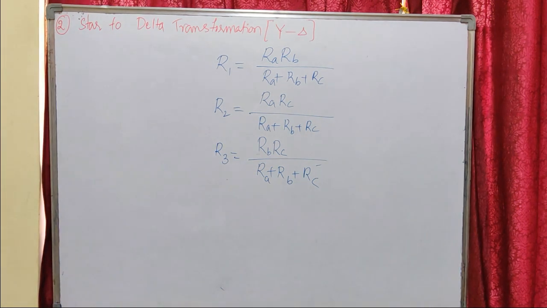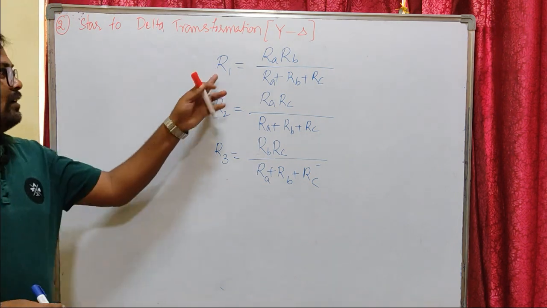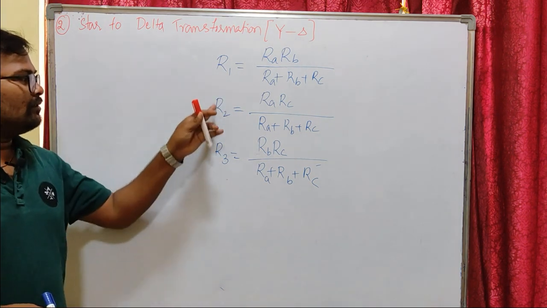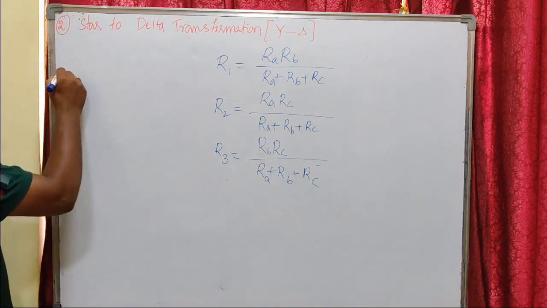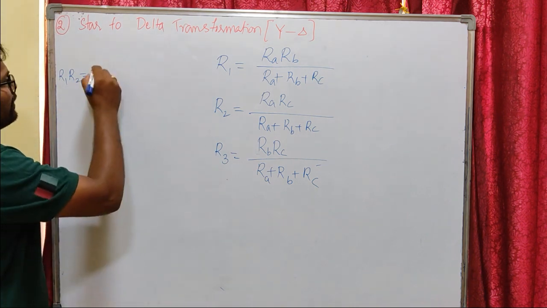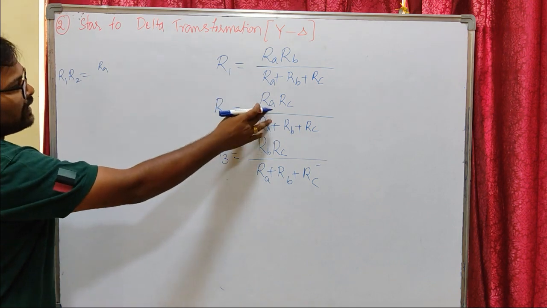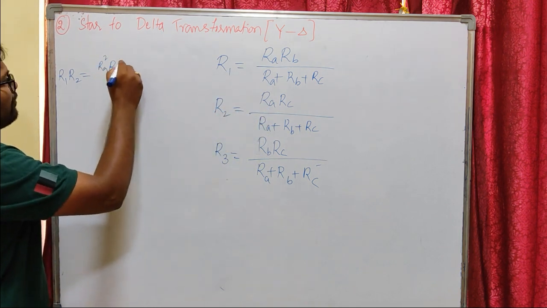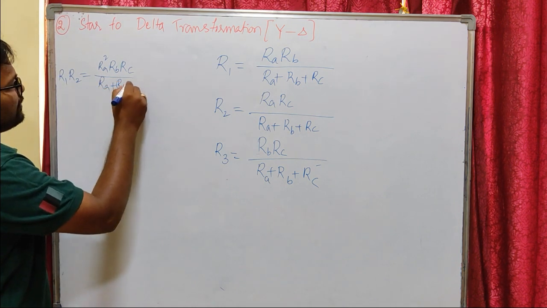So now let us try to transform star connection into delta connection. We have obtained star connection from delta connection, like R1 equal to R2 equal to R3. So now let us multiply R1 with R2. That will become R1 into R2. I am multiplying these two equations, that will be RA into RB into RA into RC, that will be RA square into RB into RC by RA plus RB plus RC whole square.